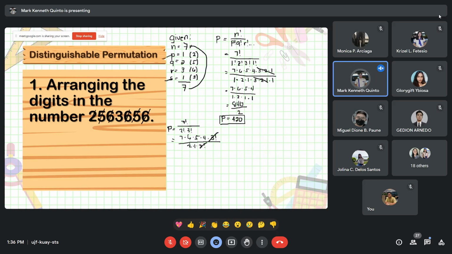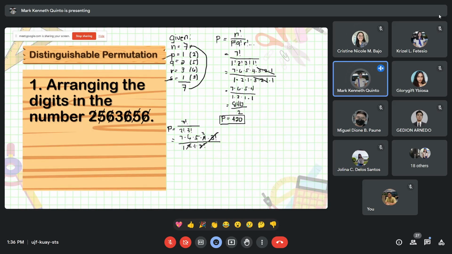Now, sa ating numerator at denominator, yung 2 ba ay merong divisibility sa ating 6 at sa ating numerator? Yes. What numbers? 6 and 4. But let's say we have to use yung 4. I-simplest form natin siya with 2. So, yung 2, pag sinimplest form natin, that is actually equal to 1. And yung 4 magiging 2. So, ang ginawa lang natin dito is lowest term.